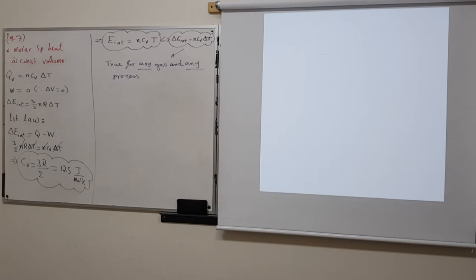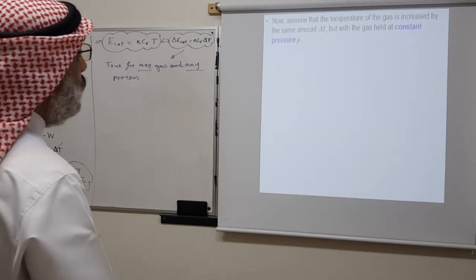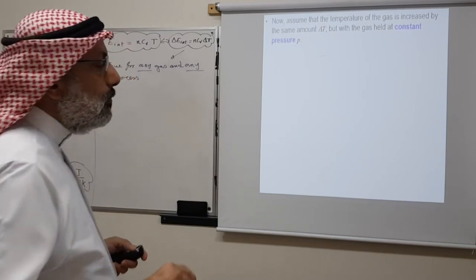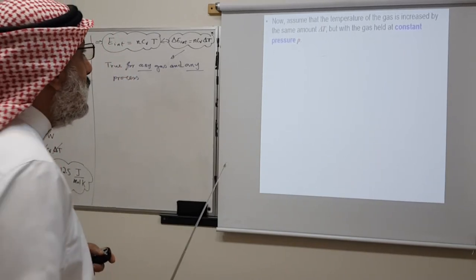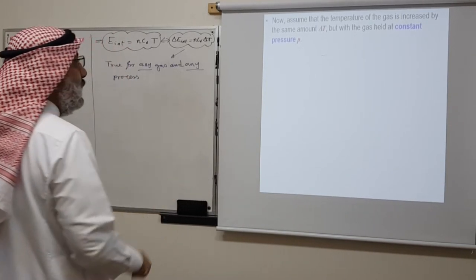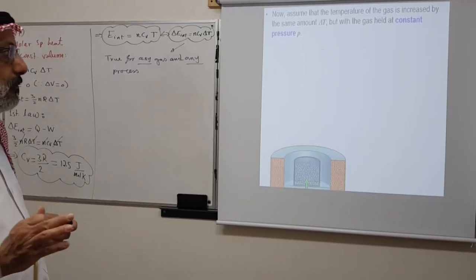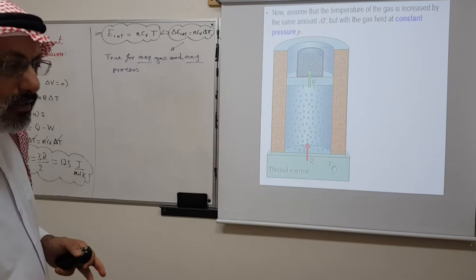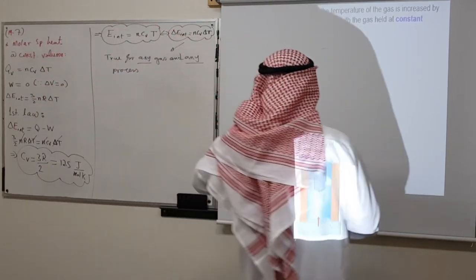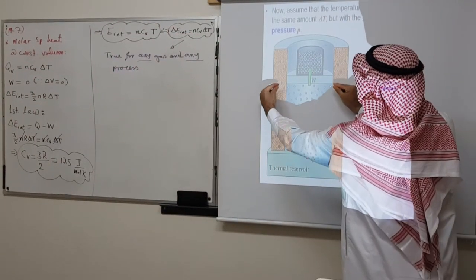Let's now see what happens if we do the process at constant pressure. So now, assume that the temperature of the gas is increased by the same amount, delta T, but with the gas held at constant pressure P. Okay, so now here is the process. We removed the pins that were here.